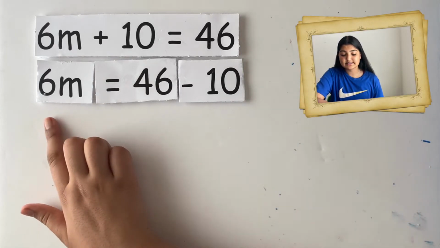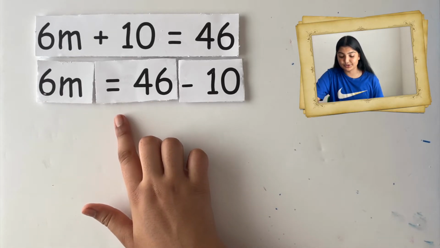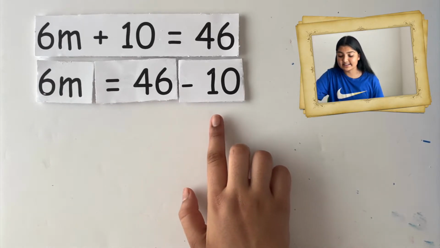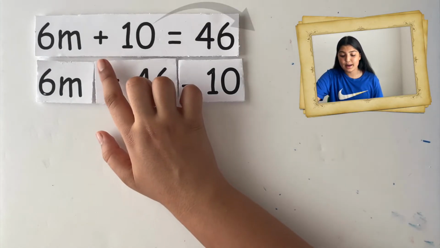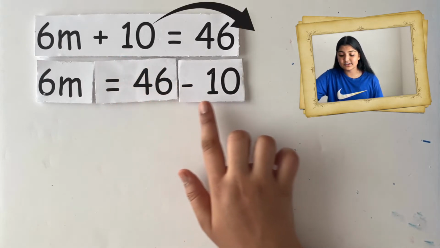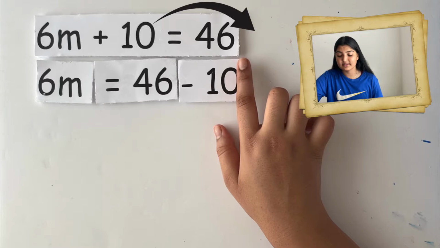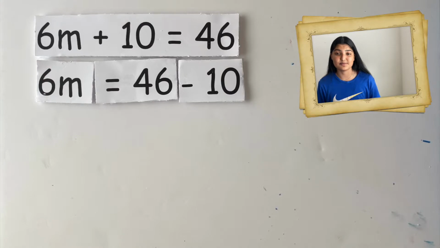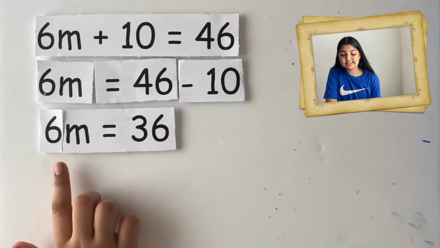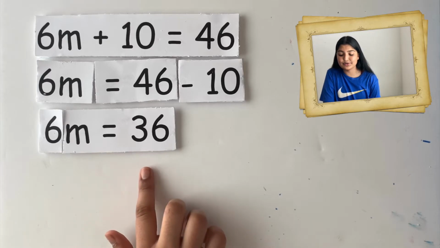So, 6m is equal to 46 minus 10. Notice that when we took positive 10 to the other side of the equal sign, it became negative 10. So the sign became the opposite. Positive, or addition, became negative, or subtraction. We can rewrite this as 6m is equal to 36.